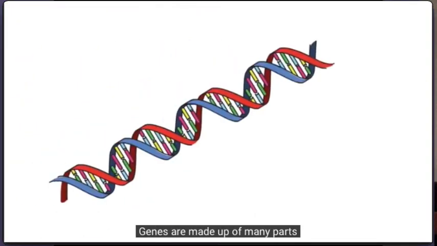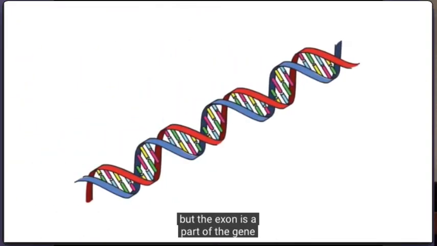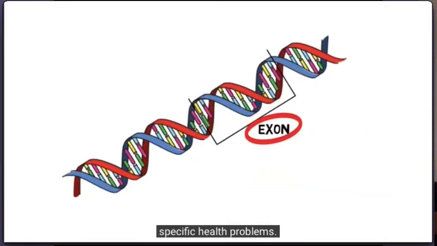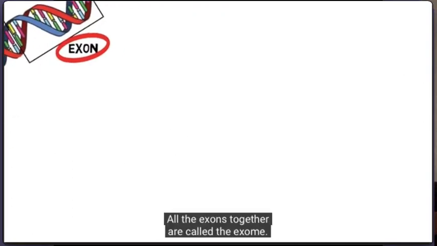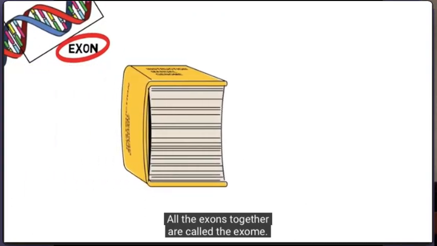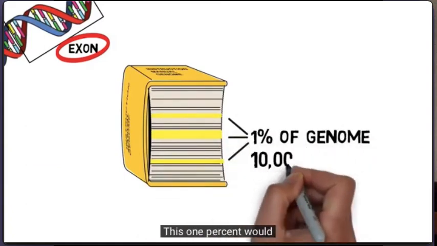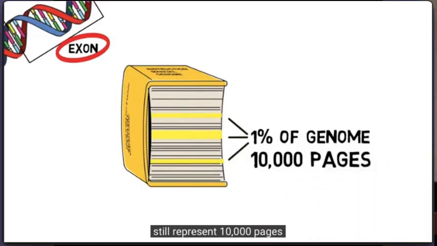Genes are made up of many parts, but the exon is a part of the gene that, if altered or changed, can cause a person to develop specific health problems. All the exons together are called the exome. The exome makes up about 1% of our entire genome. This 1% would still represent 10,000 pages of our million-page book.